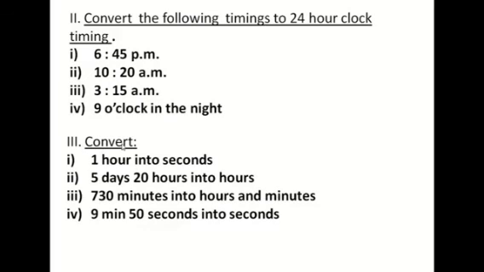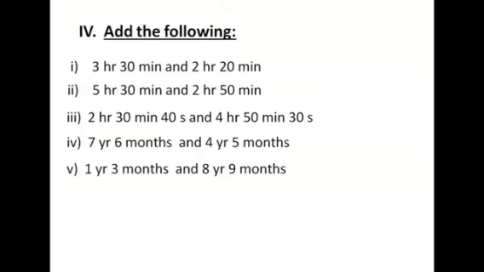Third main, convert 1 hour into seconds, 5 days 20 hours into hours, 730 minutes into hours and minutes, 9 minutes 50 seconds into seconds. We have worked out this kind of sums, so please try. Fourth main, add the following. There are 5 sums. These are addition of time. So please work out all the problems. I will discuss the answers in my next class.